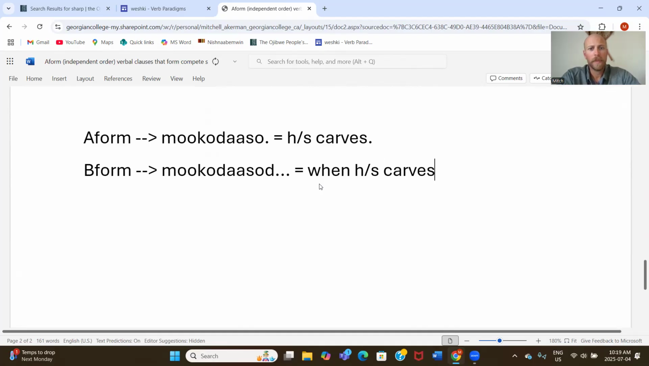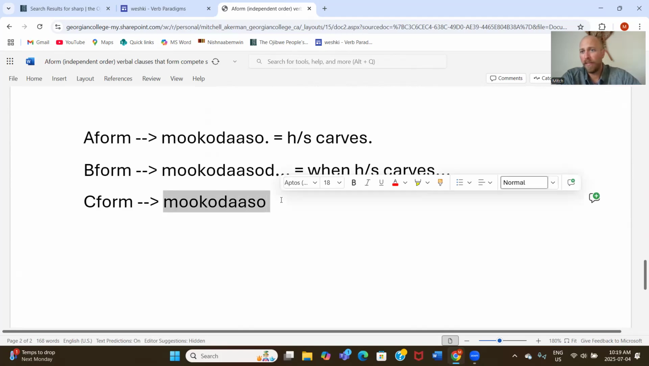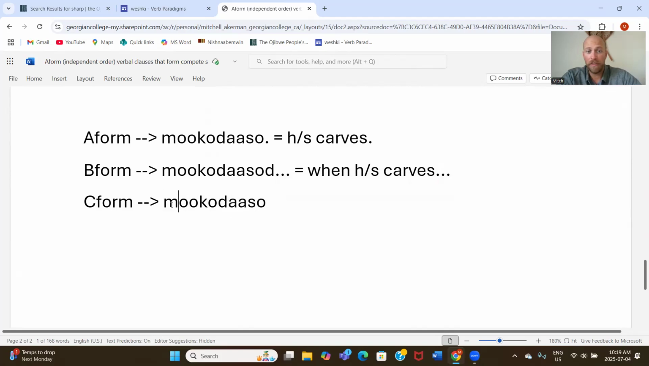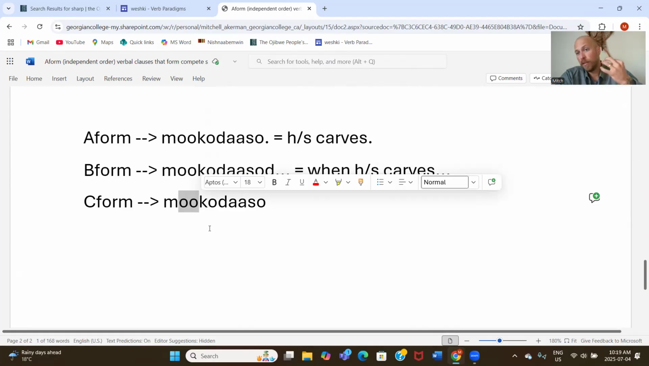Cool. Now, let's look at C form. Again, I'm just cycling through some of the different initial changes here. You might now realize that step one is find the initial change, which is the first vowel in the verb. The first vowel is a double O. Okay, that's the first vowel, double O. So then what does it turn into? Two O's turns into wa.